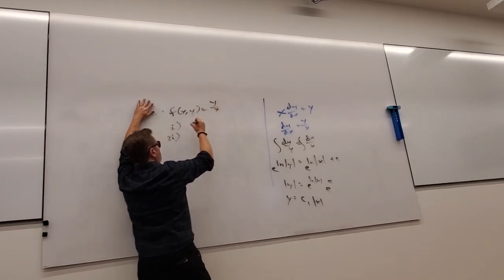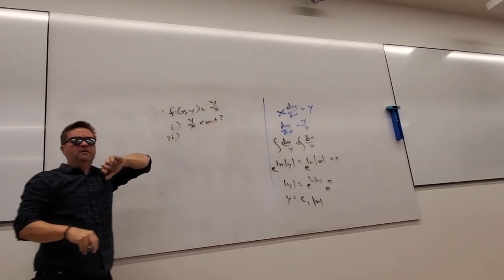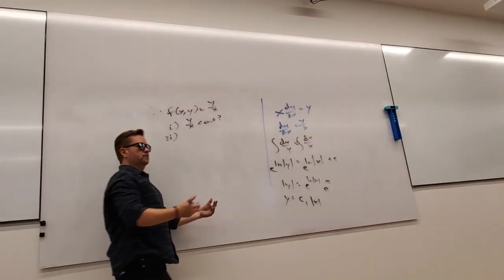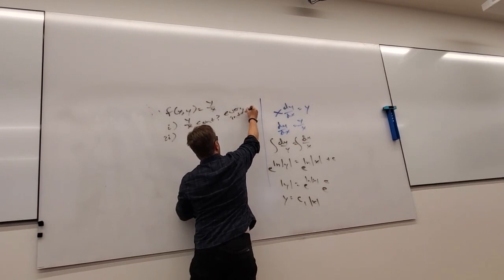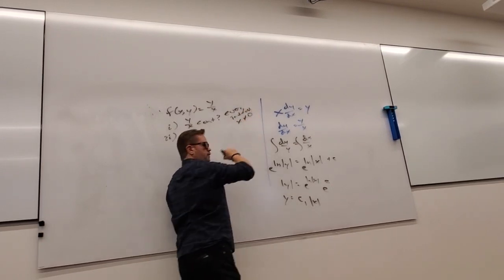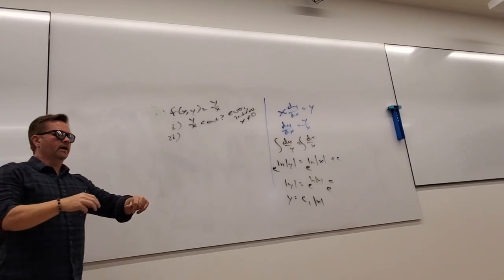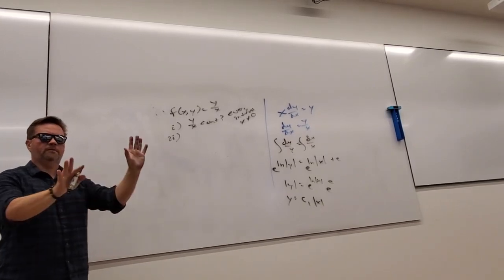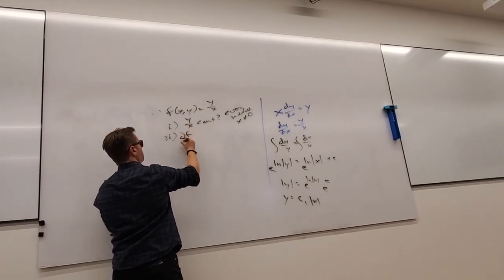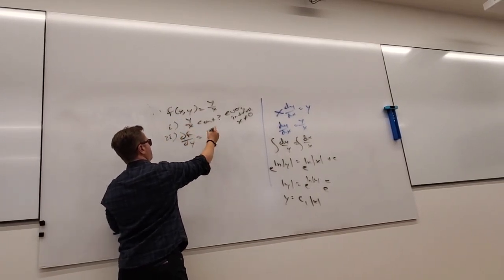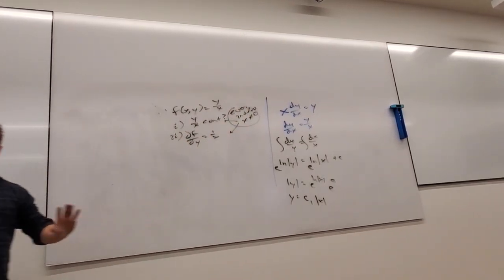Where is y over x continuous? Everywhere except around 0. So it's in every interval x not equal to 0, right? Every interval not including x equals 0. Is everybody with me? What's the partial with respect to y? Same thing, right? Okay, let me stop for a minute.